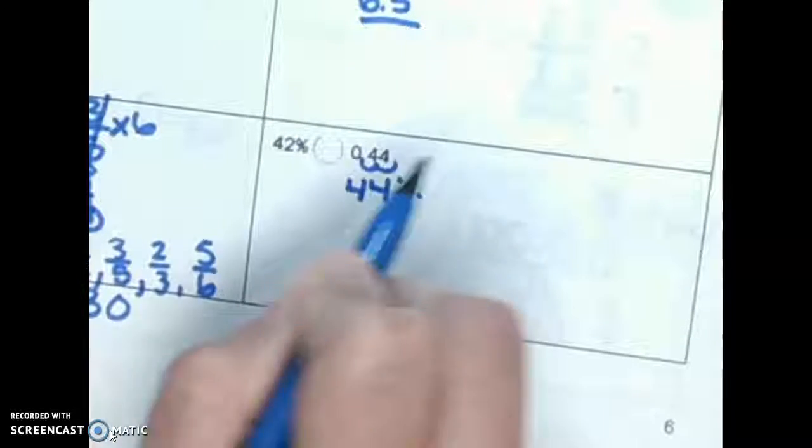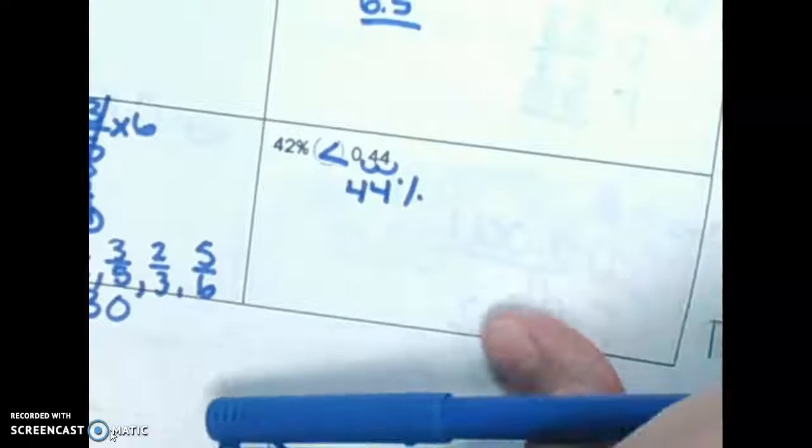And our last one on our notes is a percent and a decimal again. This time I'm going to change them both to percents. So I'm going to go 1, 2. I get 44%. 42% is less than 44%. Okay.